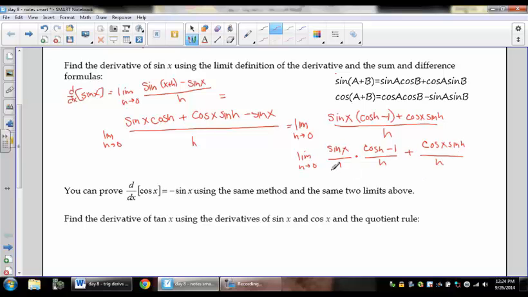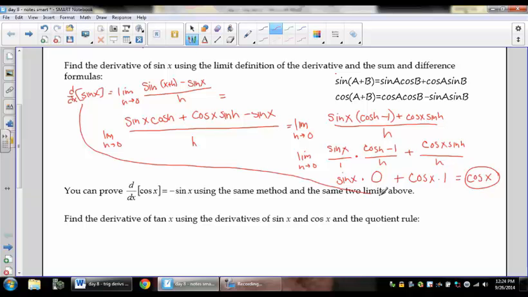As h approaches 0, cosine h minus 1 over h is that limit from back up top. That was 0. So I have 0 times sine x. Then cosine x isn't affected by the 0, but sine h over h right here goes to 1. So this becomes cosine x times 1, and the value of our limit is cosine x. The derivative of sine x is cosine x because of sine, cosine, cosine, sine. Inside this limit, sine becomes cosine.